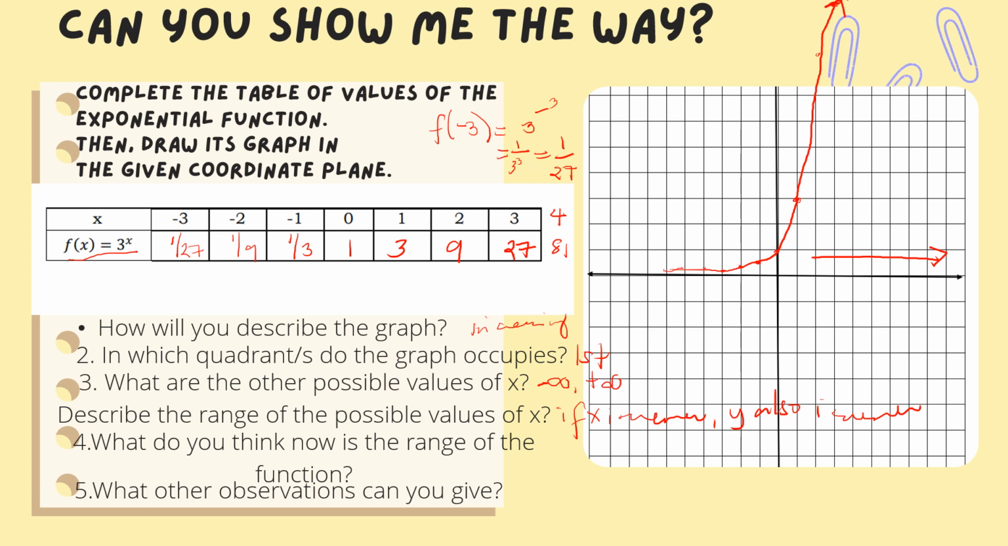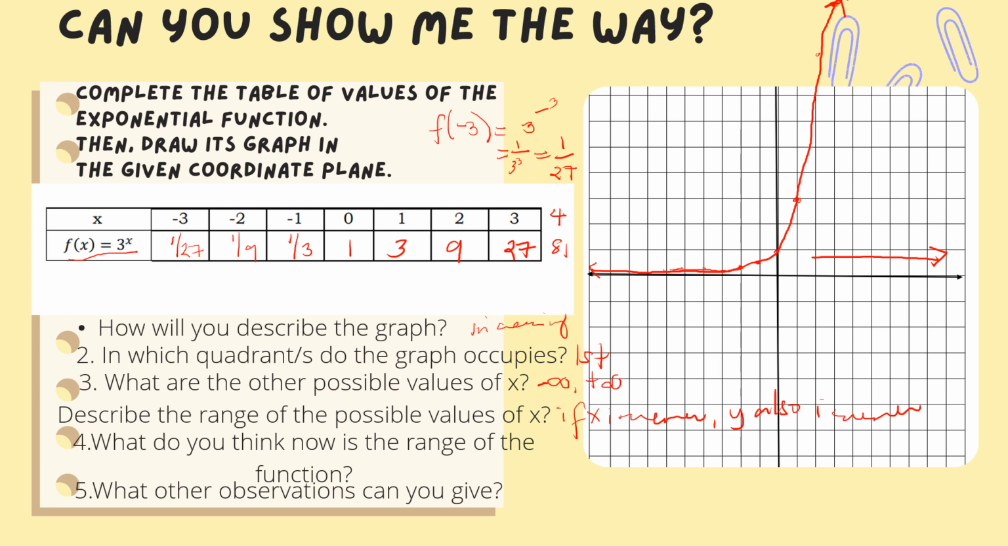What do you think now is the range of the function? Now, as we move this graph going to the left, and if I have negative 5, negative 6, negative 7, in this given graph, there is no value of x that will give the given graph a value of y.